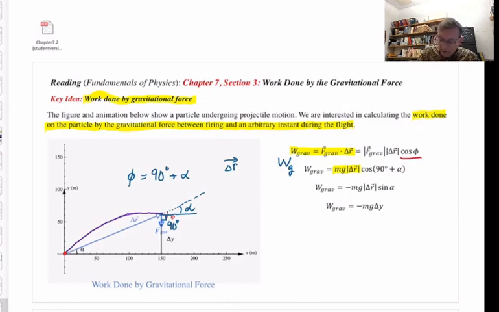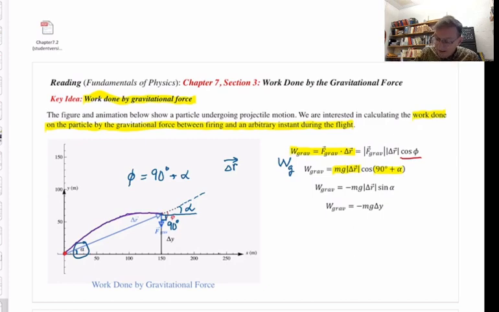But note that that angle that I've marked as alpha is the same as the angle alpha marked down here, which is the angle that the delta r vector makes with the origin right down here at the lower left. It's the same alpha from geometry. That's going to be important. But for now, all I've done in the work calculation is replace phi with 90 degrees plus alpha.